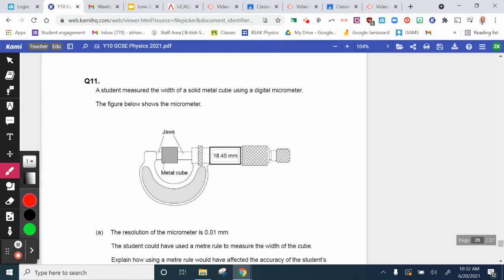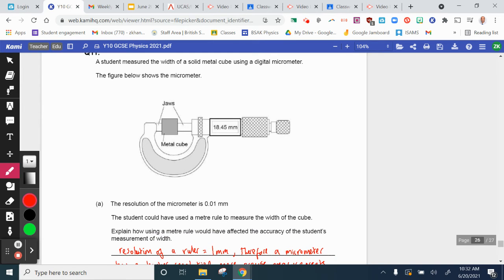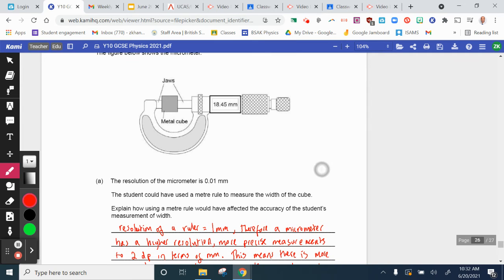So that's the width of a cube. Now here it starts off by saying that the resolution of the micrometer is 0.01 millimeters. That means that the smallest measurement that a micrometer can make is 0.01 millimeters. It says the student could have used a meter rule to measure the width of the cube instead of a micrometer. So explain how using a meter rule would have affected the accuracy. So we are looking at accuracy of the student's measurement of width.